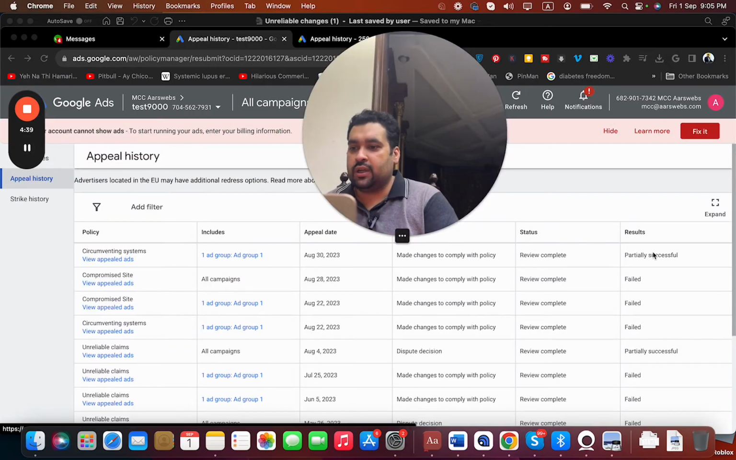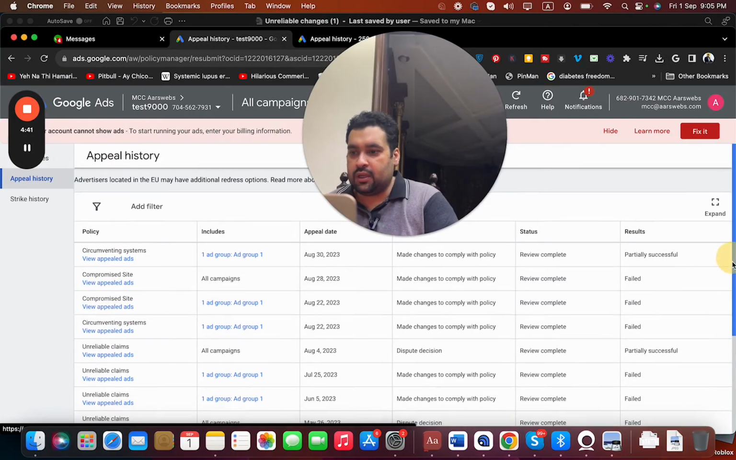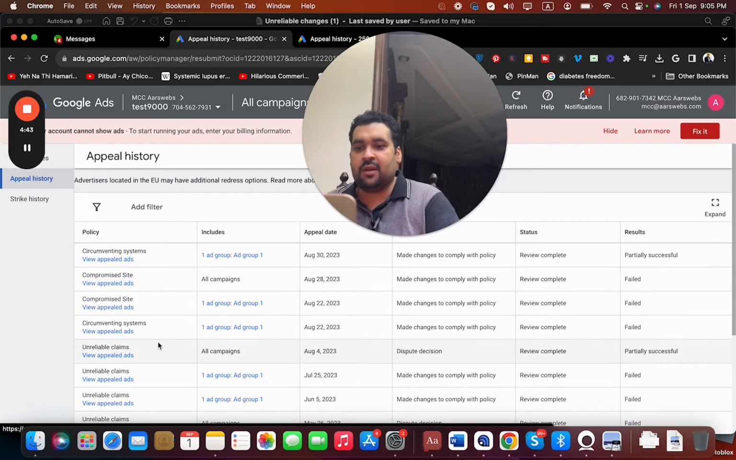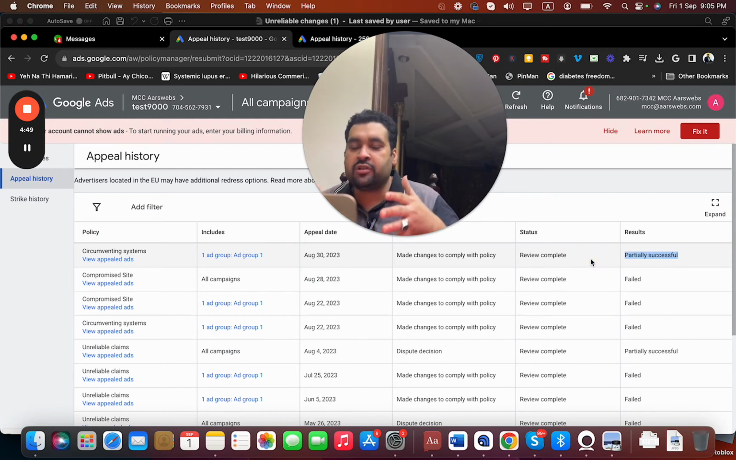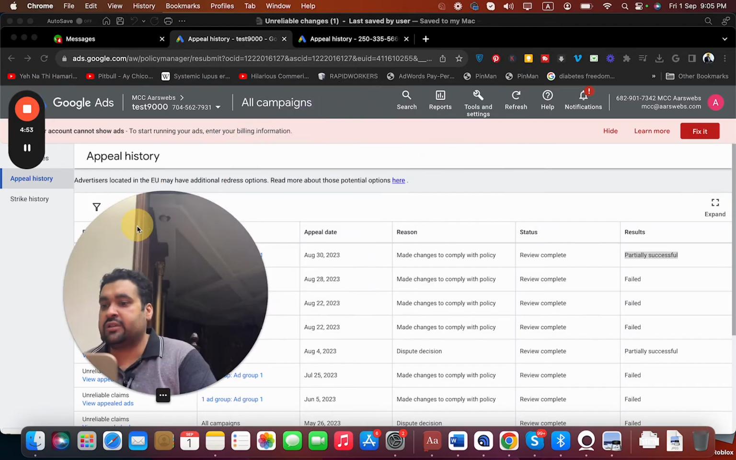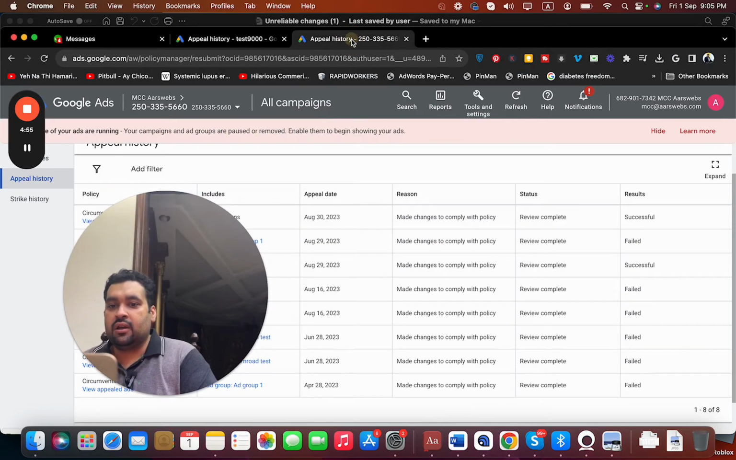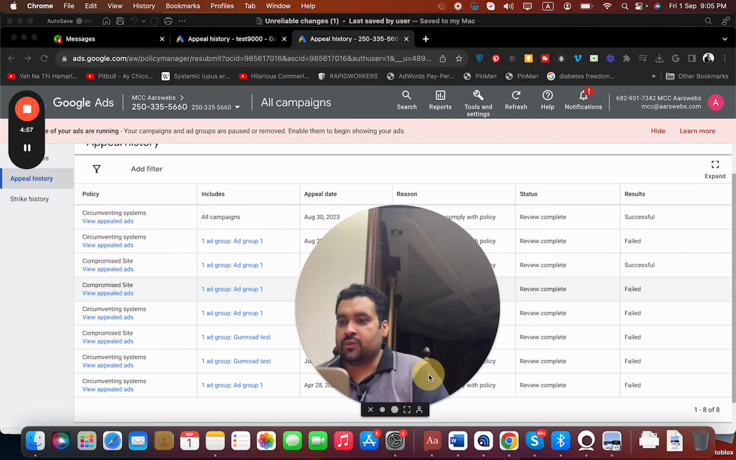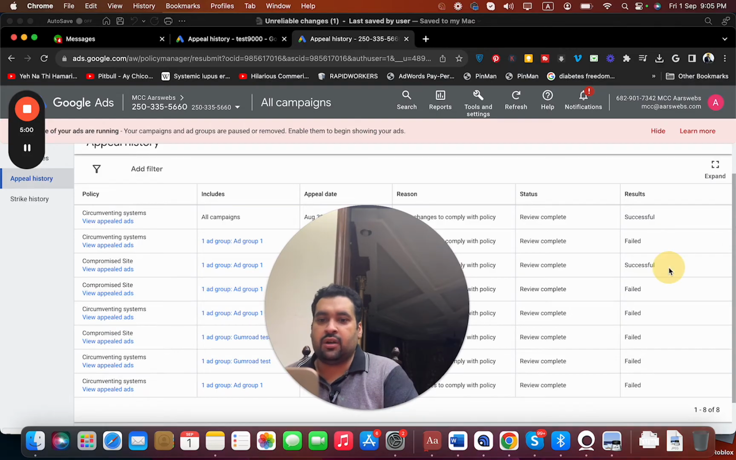So you can see over here that we tried running over here as well. The unreliable claim is for another client, but when we were able to get the circumventing system sorted, then we moved on to the account and we discussed with the support and we got it restored. And you can see over here that for compromised site we did first, and then it was filed with circumventing system, and then we got it approved.